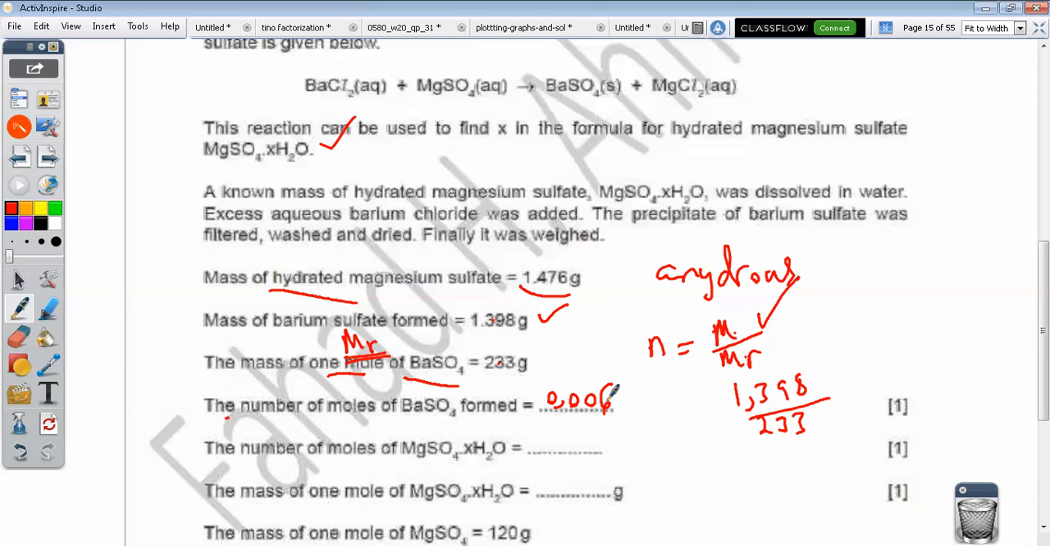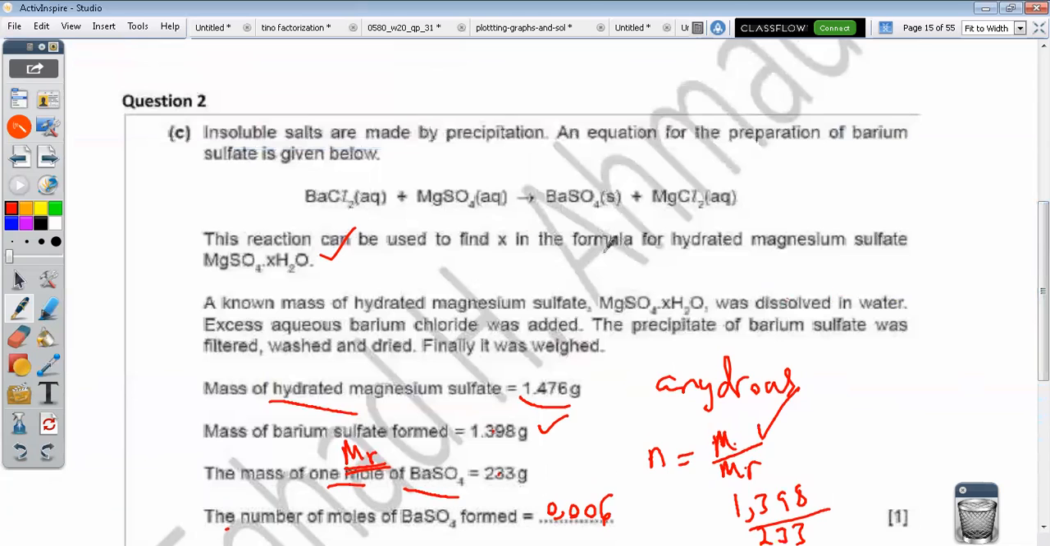Clear? Everyone? Clear or not clear? Clear.